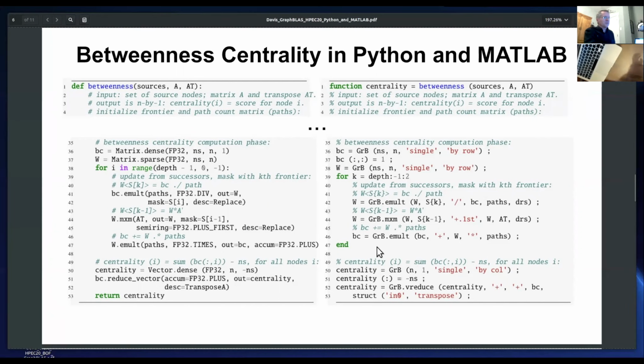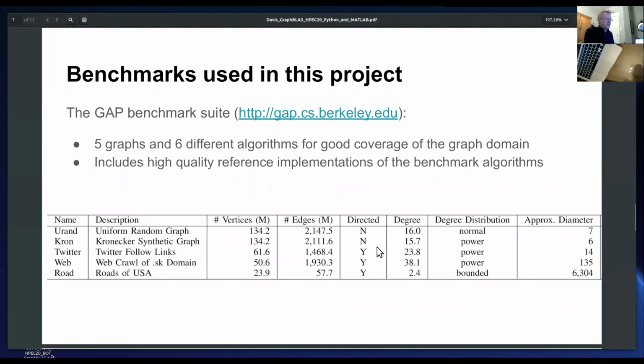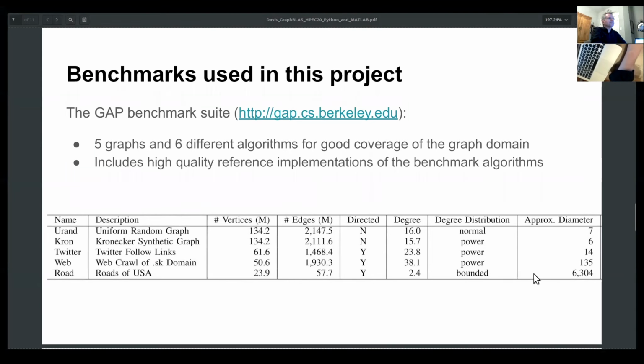For a fair performance comparison, we don't want to just compare GraphBLAS in C versus its use in Python and MATLAB. Instead, we compare against a highly tuned parallel benchmark, the GAP benchmark by Scott Beamer, which does not use GraphBLAS. The benchmark has 6 algorithms, and here we've selected 2 of them. It's performed on 5 large graphs. Note, by the way, the high diameter of the road graph.